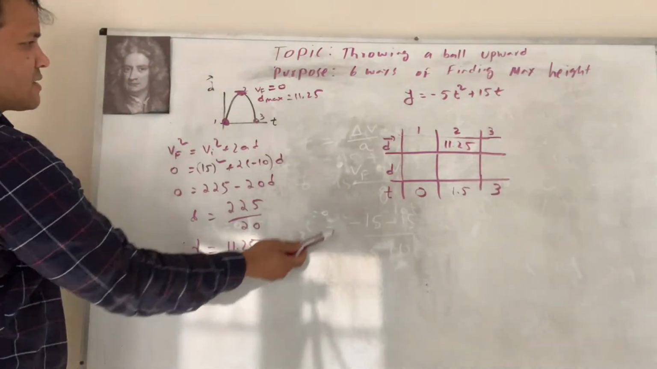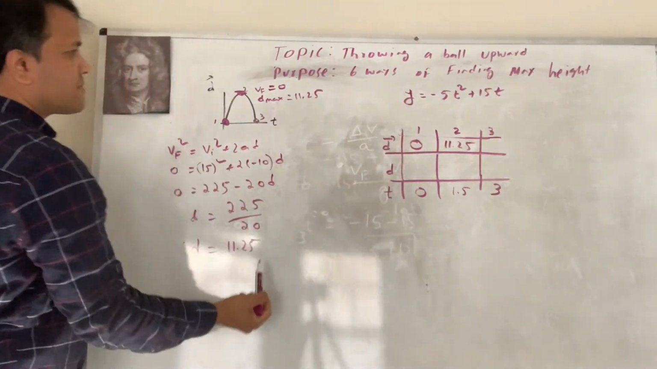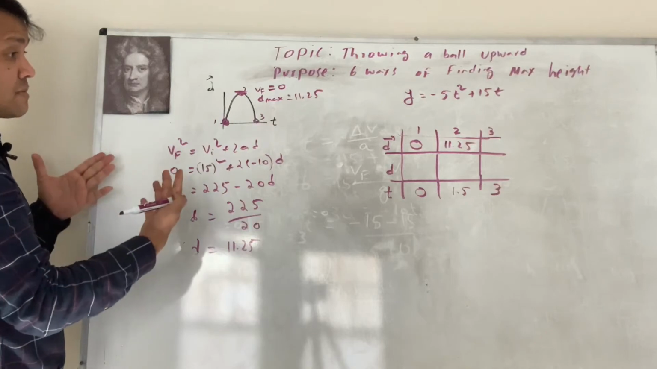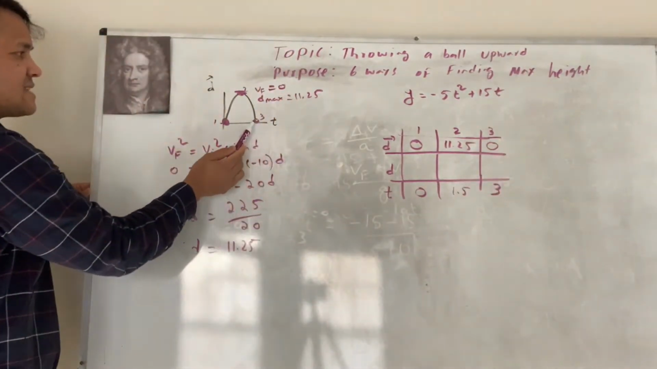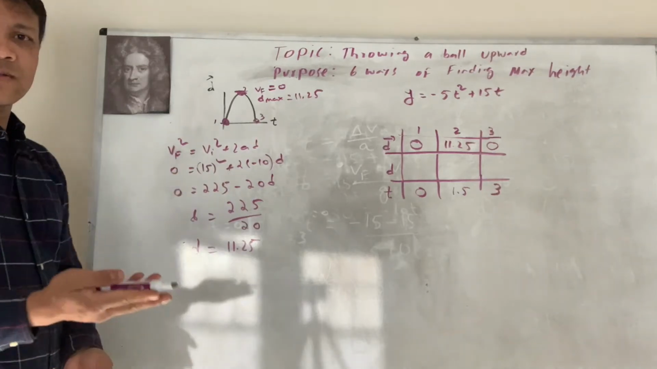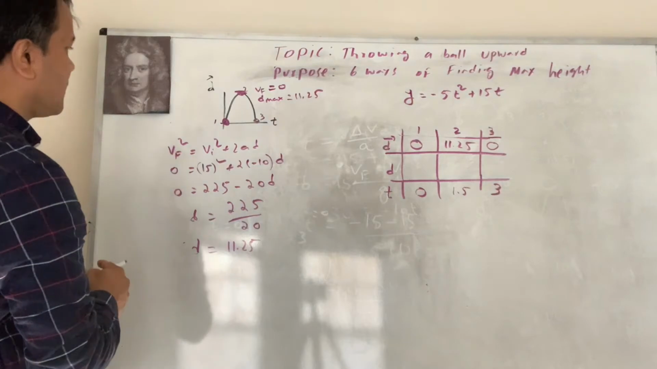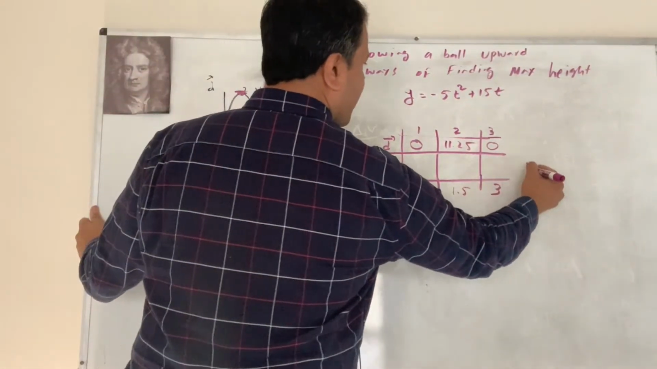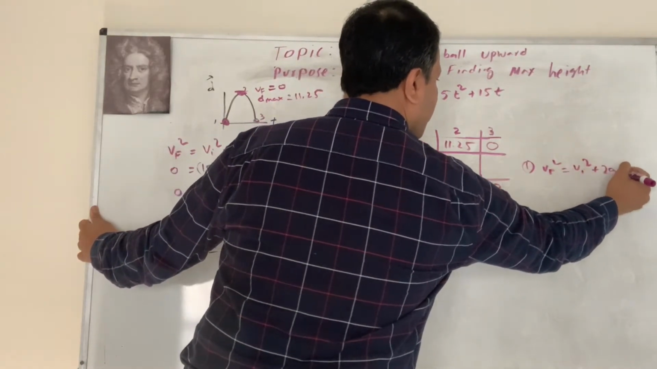I'm going to go ahead and write 11.25 at location 2. What is the displacement at location 1? Displacement at location 1 is 0. What is the displacement at location 3? Displacement at location 3 is also 0 because the total displacement is 0. Look at the action again. The ball lands at exactly the same height it was thrown from. That's the reason. So I showed you one way: Vf squared is equal to Vi squared plus 2AD.